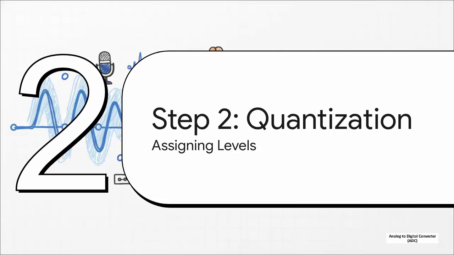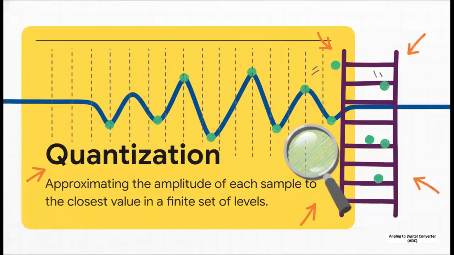We need to simplify that. And that brings us to step 2, quantization. Quantization is all about approximation. It's the process of taking that exact measurement of each sample and sort of snapping it to the closest value on a predefined ladder of levels. We're taking an infinite range of possible heights and forcing them into a limited, manageable number of steps.